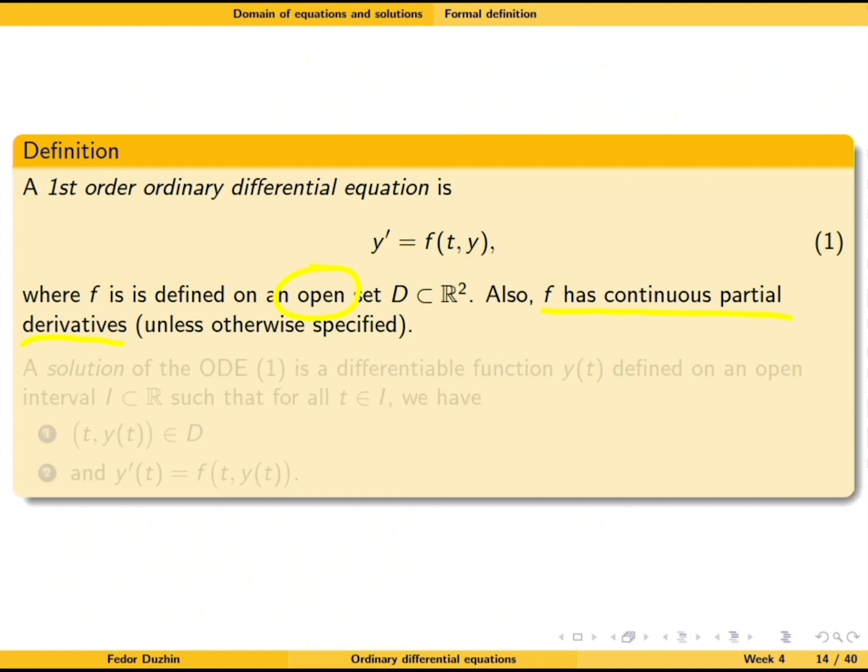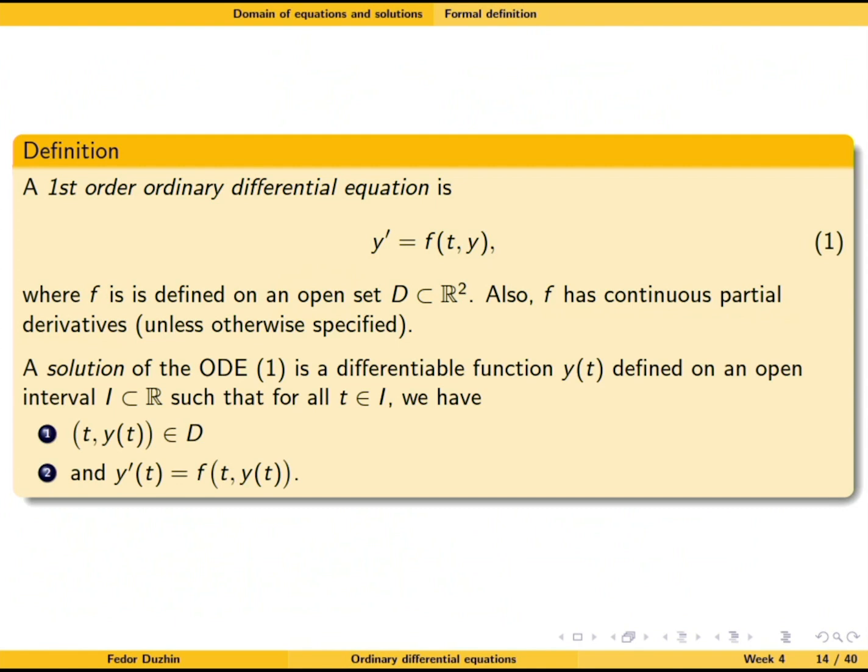We are going to see that the theorem of existence and uniqueness of solutions is true when the right hand side has continuous partial derivatives. And then a solution of this differential equation is a differentiable function. Again, it is required to be defined on an open interval. So the right hand side of the differential equation is defined on an open set in the plane, and the solution is defined on an open interval. In both cases, we require the domain to be an open set. This is basically for convenience of certain proofs.